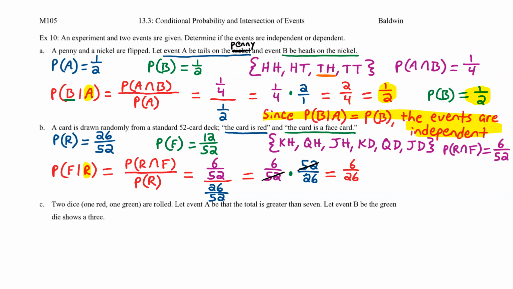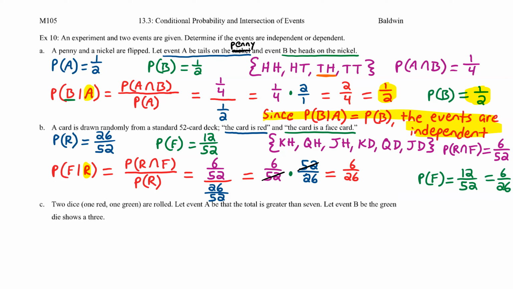And so what we are searching for is we want to know what is the probability of event F. So the probability of event F, we said, is 12 over 52. But if we take a couple of minutes and compare these two, 12 over 52 can be reduced down to 6 over 26.